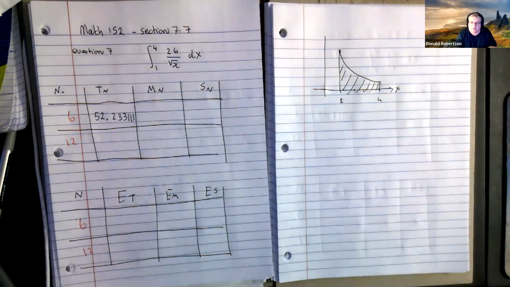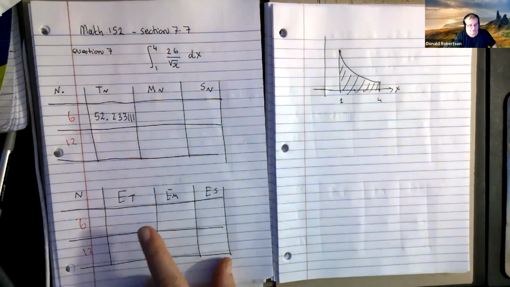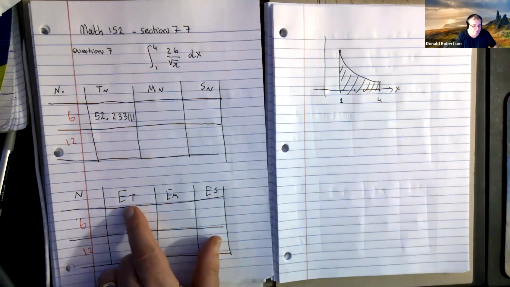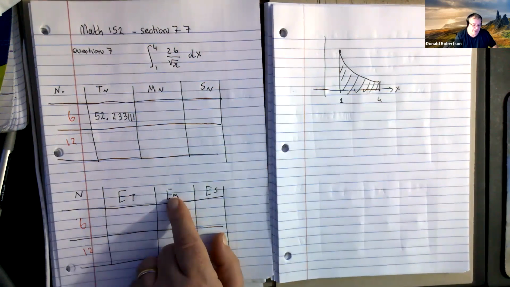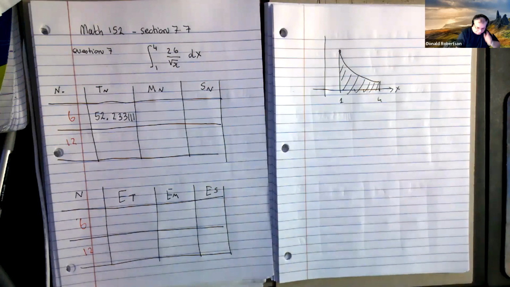And so let me show you how you can get that, and then why that's important to answering this question here, which is essentially what's the error in the trapezium rule, what's the error in measurement from the midpoint rule, what's the error in measurement using Simpson's rule.